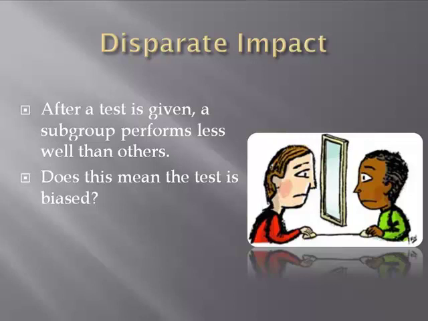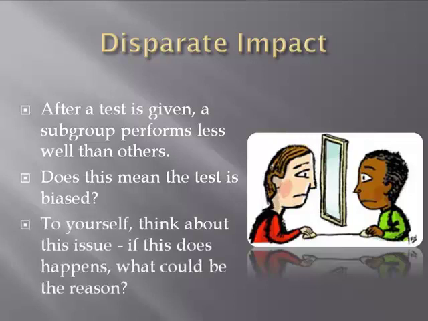So that means we will go back and look at that exam and look at the questions on that exam and say, okay, now we know that this subgroup of kids didn't do well on this test, so let's examine it again to see if there's something in there. And you may find there's nothing, but again, that's just a red flag that will let you know that there may be something wrong. So this is a question that Popham asks: if this does happen, what could be the reasons? So that's something to think about.